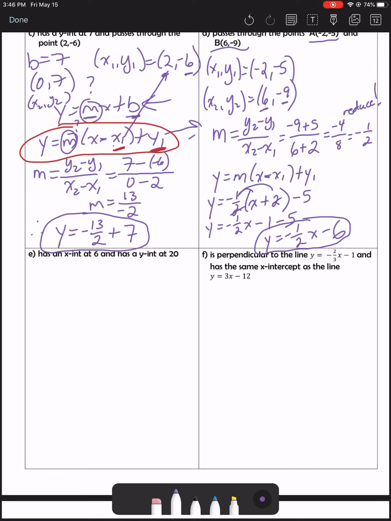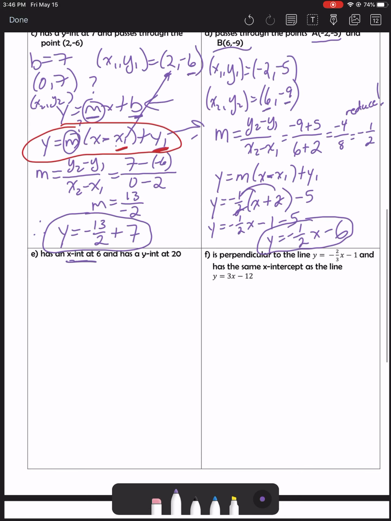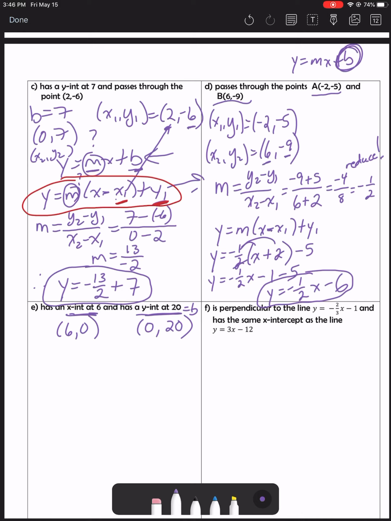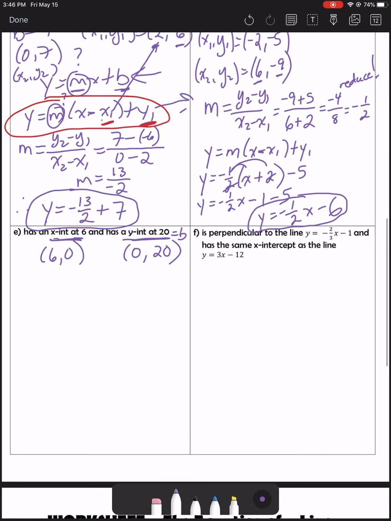All right, next one. It has an x-intercept of 6. Remember the x-intercept: that's the point 6, 0. And it has a y-intercept of 20. That's the point 0, 20. That is also b. b is 20. And you can only use b as the y-intercept, because if it had an x-intercept, that's not the b. B is not the x-intercept, b is the y-intercept.